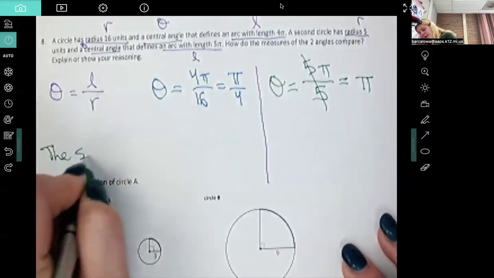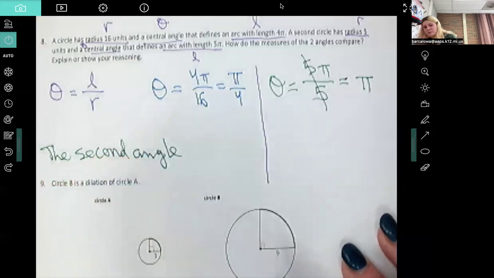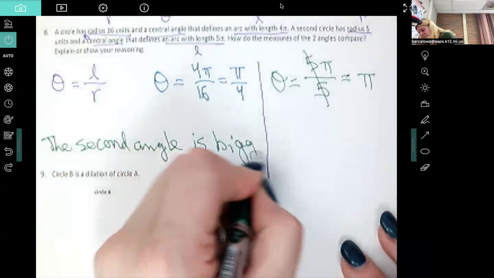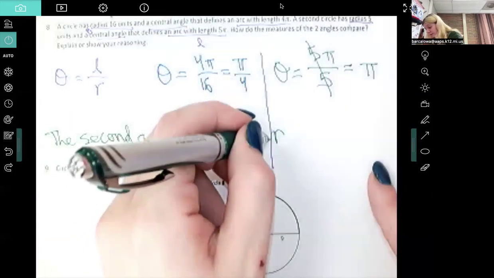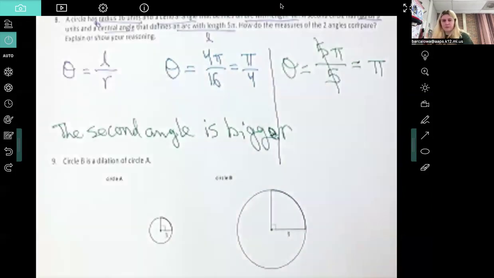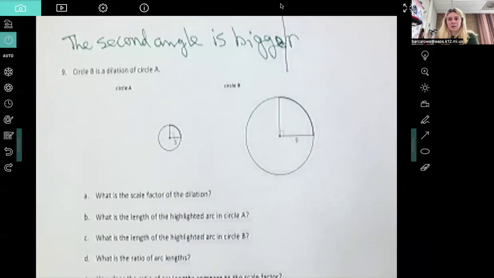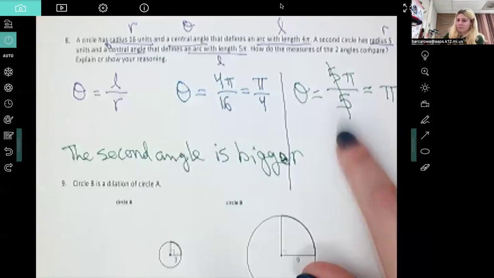The second angle is bigger. Oh, don't look at my handwriting. Whoa, do not look at my handwriting, guys. If you are not my student, count yourself lucky that you don't have to look at my handwriting every day. If you are my student, I don't want to hear nothing. Right, second angle is bigger.